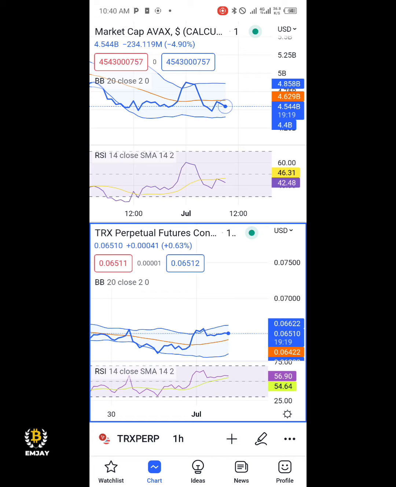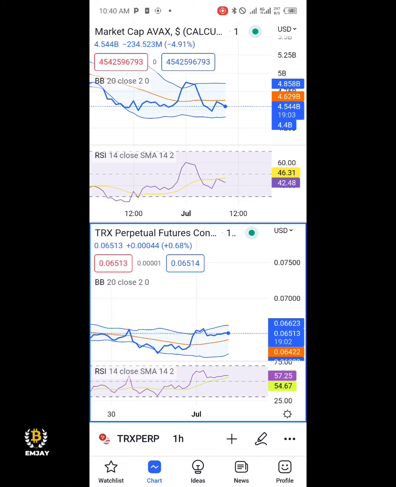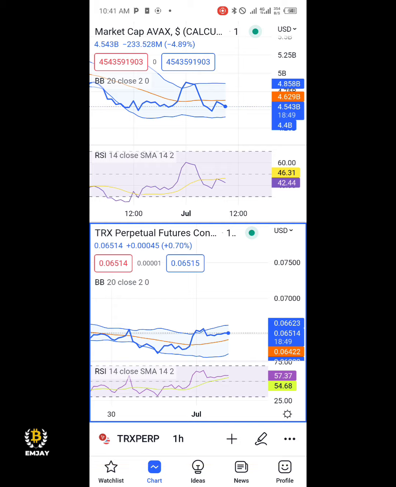This is the final hack, guys, although there are actually more advanced techniques to trade with this system. So how does it work? There is what we call the RSI coefficient of divergence. It's very simple. You just calculate the average of both assets moving at the same frequency with their RSI prices. It's more like an index, calculating the RSI of both assets. Let's say asset 1, asset 2, you divide their two RSIs and get a particular figure.